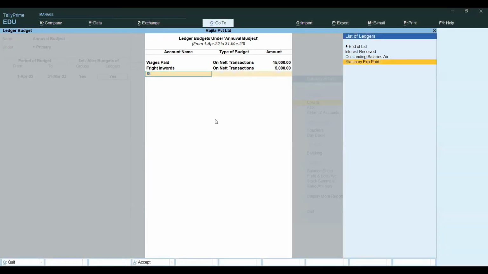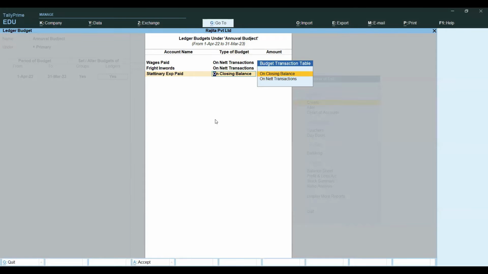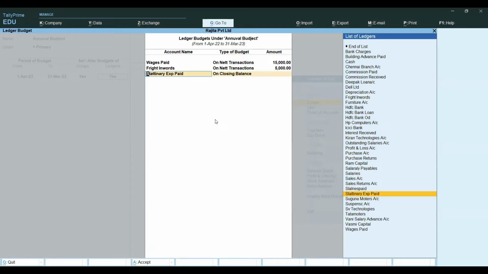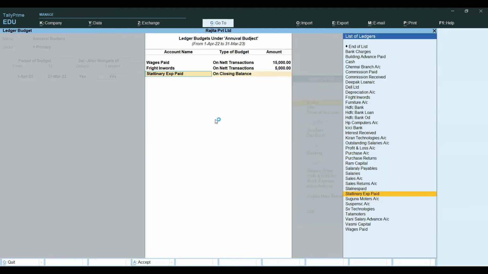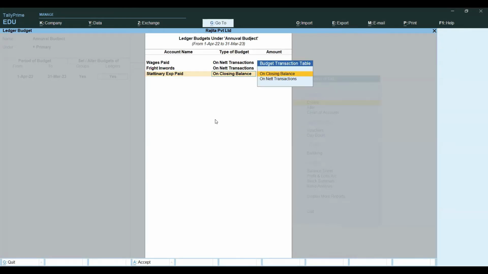We are recording those ledger balances, no? Stationery expenses. Yes, ma'am. Already we have created the ledger, ma, that's why it is showing. For example, if you have not created the ledger, you can press Alt C here, ma. Okay. See, the ledger creation screen is showing, you want to enter, ma. Okay, ma'am. Stationery expenses paid and net transaction. What is your stationery expenses? So the estimation value you want to record, ma. 10,000, ma. Okay. 10,000 per year.